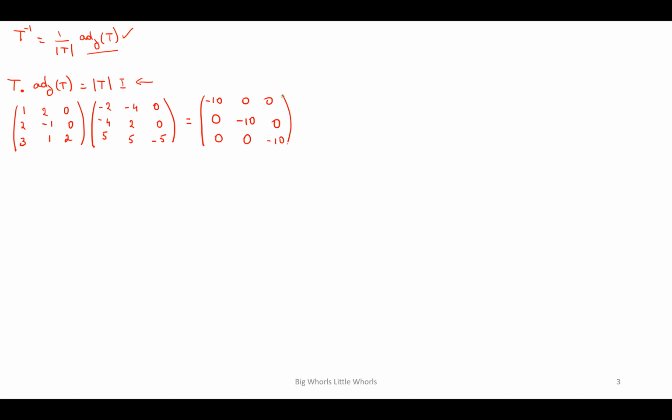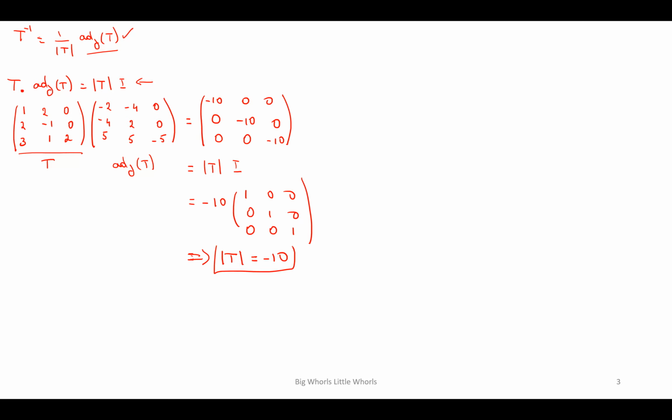So if you multiply T by the adjoint of T, this formula says we need to get the identity multiplied by the determinant. So we can write this matrix as minus 10 times the identity: 1, 0, 0, 0, 1, 0, 0, 0, 1. So that means the determinant of T is equal to minus 10. Now we can use that to find the formula of our inverse.